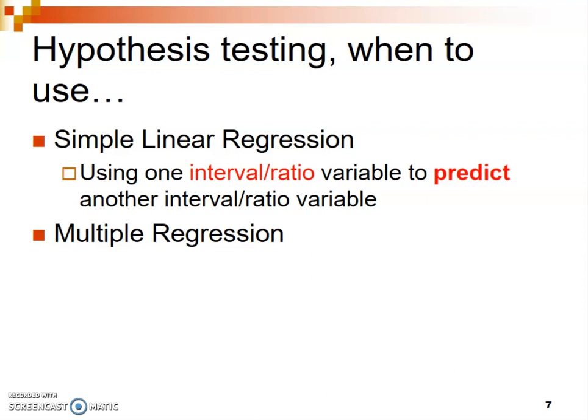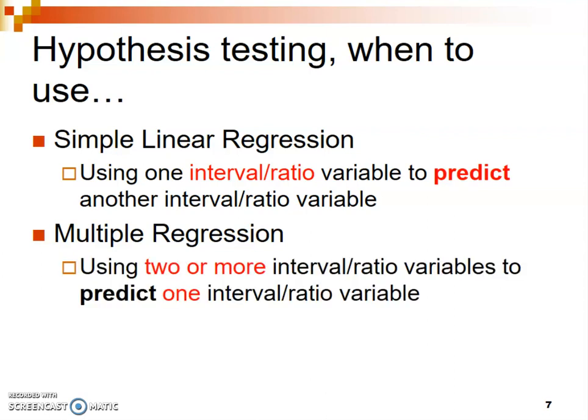The other possibility with regression is to do a multiple regression. A multiple regression is the situation where you have two or more interval or ratio variables that you're using to predict one interval or ratio variable. You could have any number of variables that you're using to predict an outcome. It's not really limited by how many predictors you have. We're just going to go through examples using two predictors, but do know that you can use more than two.